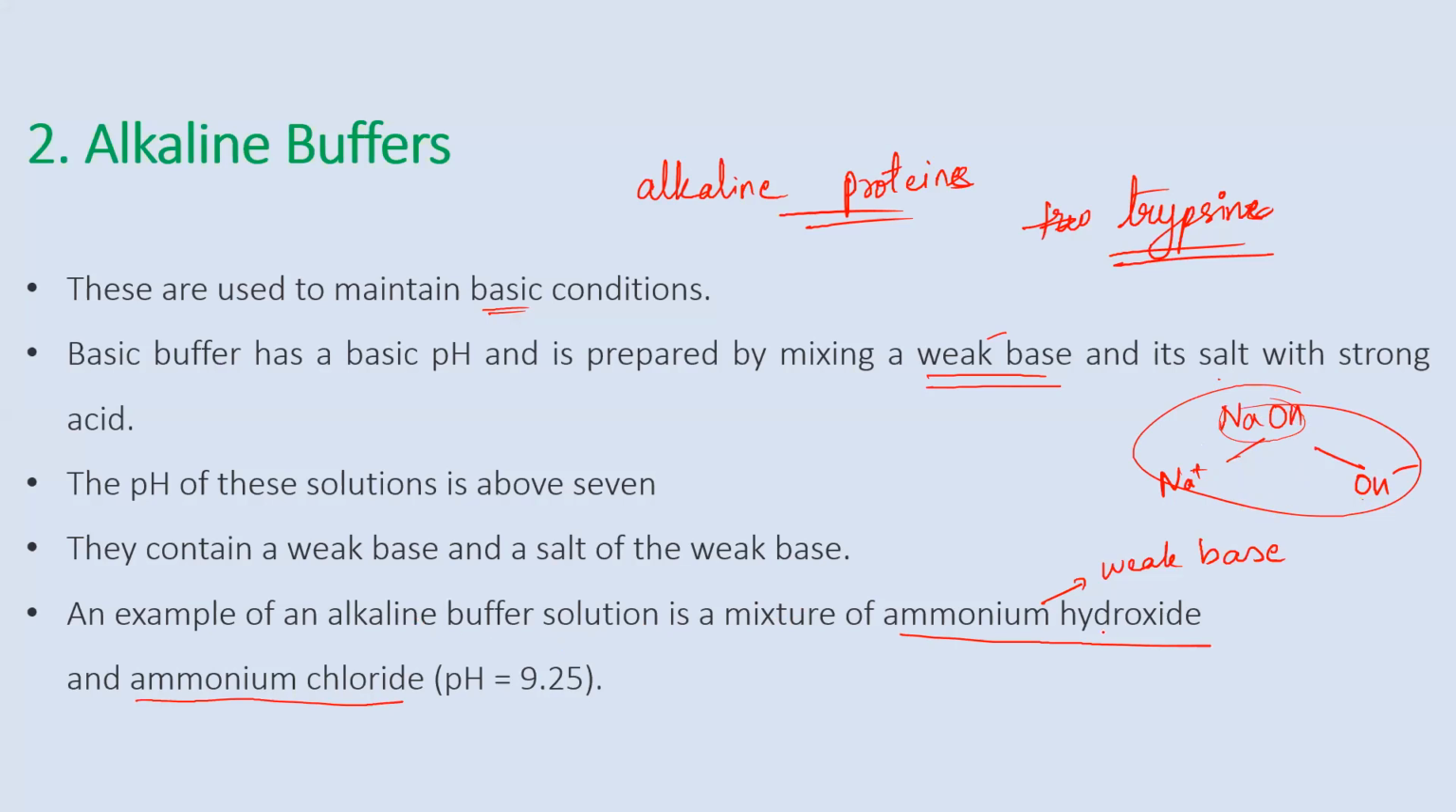But here when you add ammonium hydroxide to water, it will not give complete dissociation. It will undergo incomplete or partial dissociation. It does not ionize completely in water. So that's why it becomes a weak base. And the salt here is ammonium chloride. When you mix both of them, they give you a pH 9.25 buffer. So again, you're going to make two separate solutions and mix them together, or you weigh whatever amount is required and mix them in the same container. Even that is also okay.